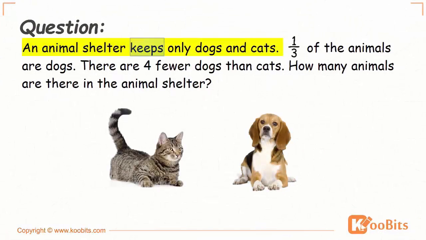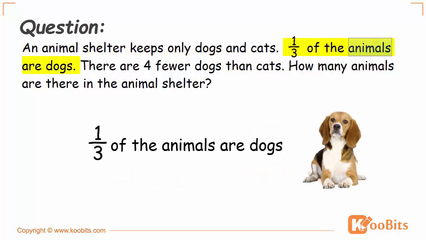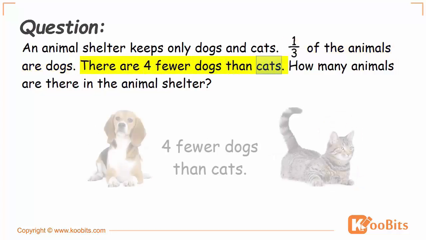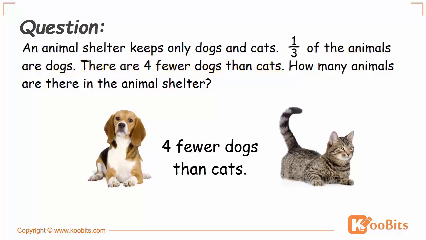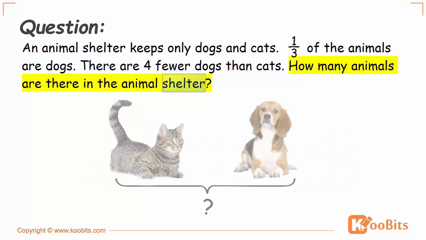An animal shelter keeps only dogs and cats. 1/3 of the animals are dogs. There are 4 fewer dogs than cats. How many animals are there in the animal shelter?